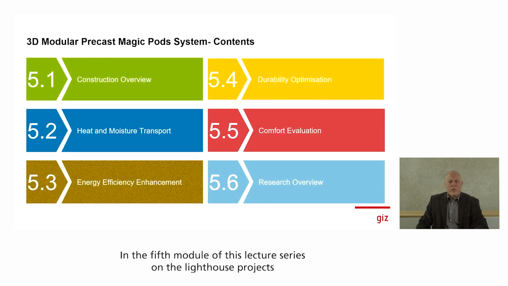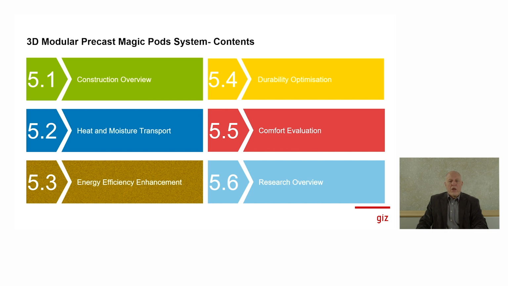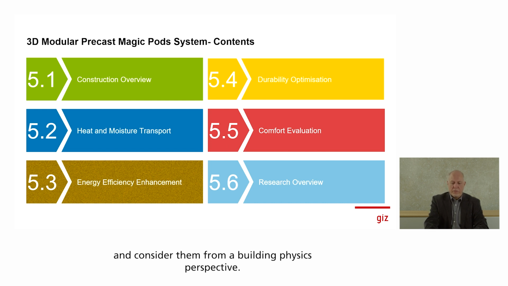In the fifth module of this lecture series on the lighthouse projects that are currently being built, everything revolves around the RANCHI location and the special way in which the building is being constructed here. Specifically, we will look at the construction of three-dimensional modular prefabricated modules, the so-called magic pods, and examine them from a building physics perspective.